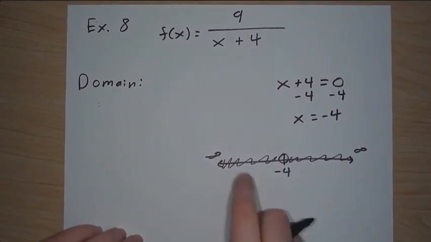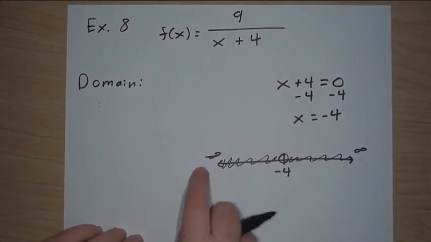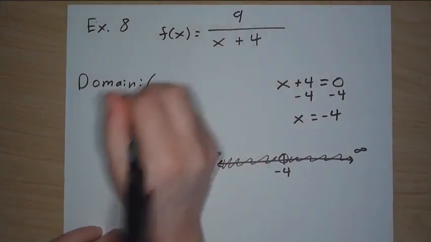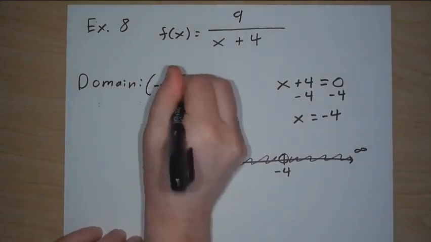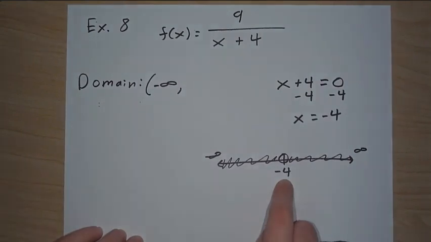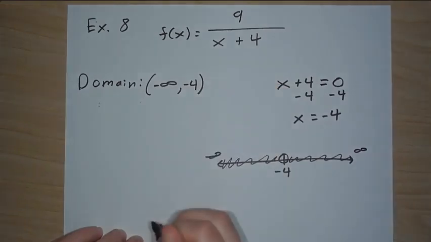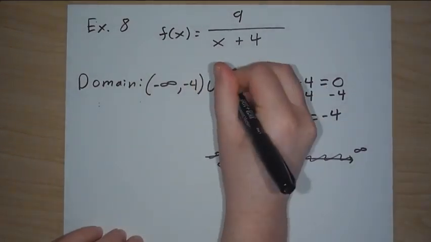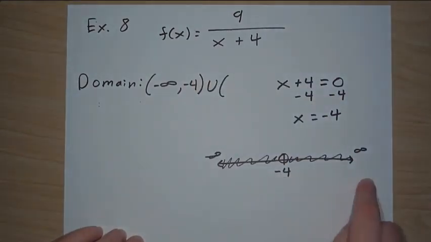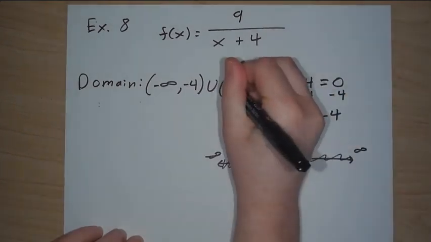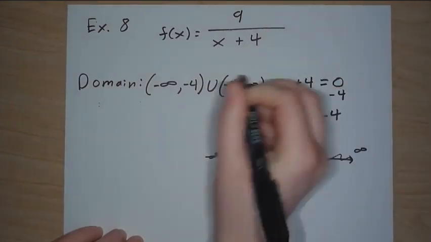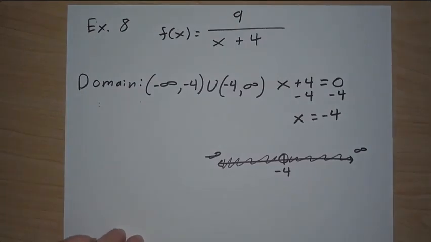And another way to write this in interval notation is we go from left to right. So we have negative infinity, and we can go up to negative 4, not including negative 4. So open parenthesis. And from negative 4 to infinity. Like that. And that is our domain.